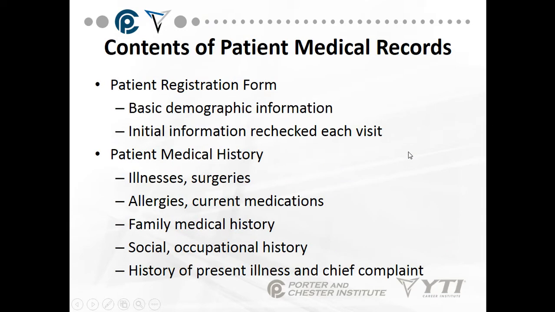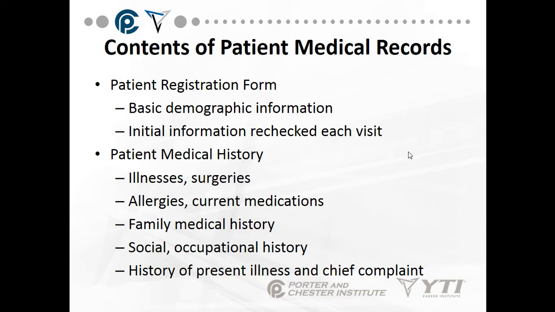The contents of the patient medical record include the patient registration form with basic demographic information. Demographic information includes name, address, date of birth, gender, person to contact in case of an emergency, social security number, and insurance information, employer and contact information at your employment. Initial information is rechecked with each visit.